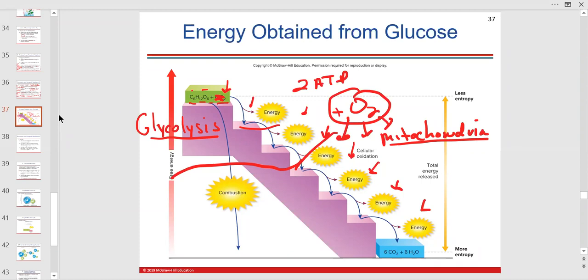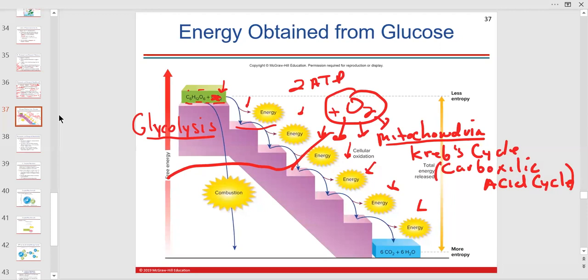And again, I don't know what this book calls it, but I used to call it the Krebs cycle. It's also known as the carboxylic acid cycle. It has a couple of names. And this is in the mitochondria. Then that's going to make maybe another 4 ATP. And some of the products of the Krebs cycle are going to go into what's called the electron transport chain.